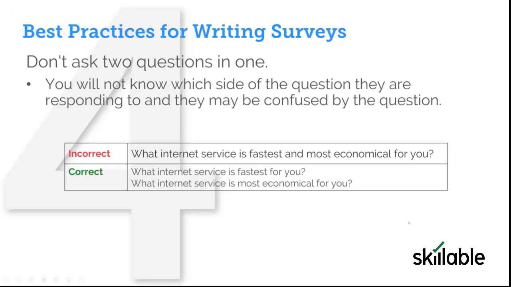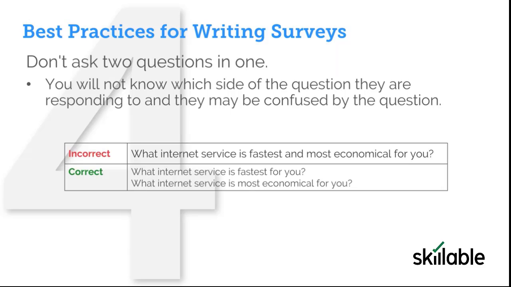Tip number 4, don't ask 2 questions in one. If you ask 2 questions in one, you won't really know which side of the question a responder might be answering, or if they're trying to combine the answer into both. So you could get a variety of different results.